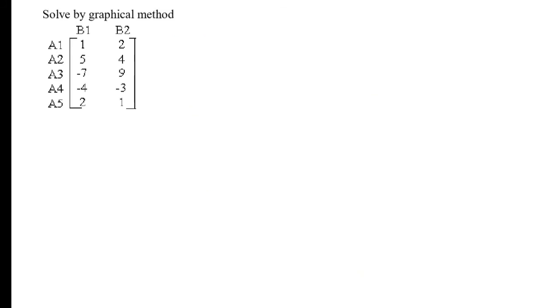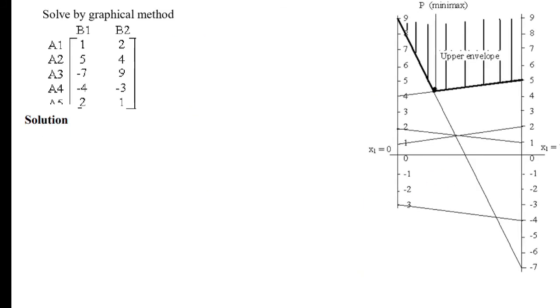Then another problem will be considered. Again, finding the solution. Look at that, 1, 2. That is 1 will be the right hand side, 2 will be the left hand side. Then 5, 4: 5 will be the right hand side, 4 will be the left hand side. Minus 7, 9. Minus 4, 3. 1, 2, 1. So this is the way you need to draw the graph. Upper part of the lower value, that is the upper envelope and common point.